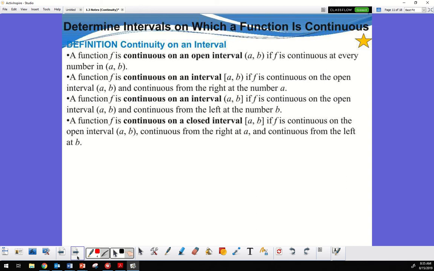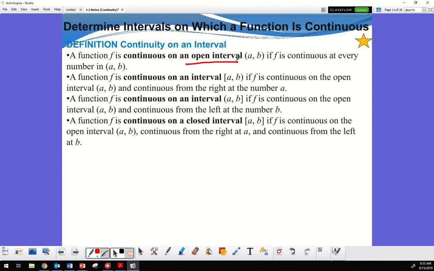All right, so a function is continuous on an open interval. Open interval means parentheses, parentheses, and continuous at every point in between. So that means you have the whole roller coaster track. Everything in between has to be there. But you're not equal to either end. Not equal to, so open dot on both ends.